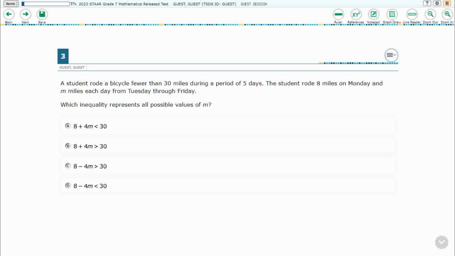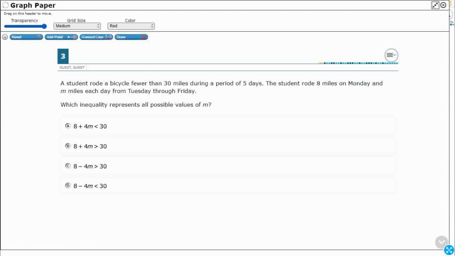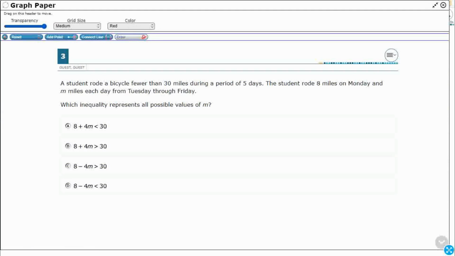So we have this story problem here. All of our answer choices are going to be inequalities, so let's see if we can figure out what's happening. A student is riding a bicycle fewer than 30 miles during a period of 5 days. The student rode 8 miles on Monday, but then they don't give us the number of miles. They just give us M from Tuesday through Thursday. Which inequality best represents this?